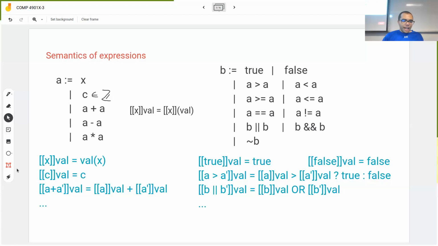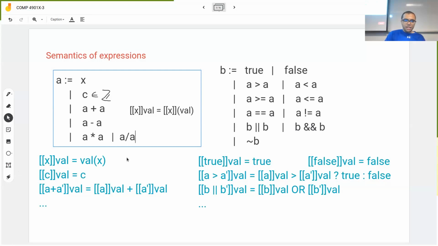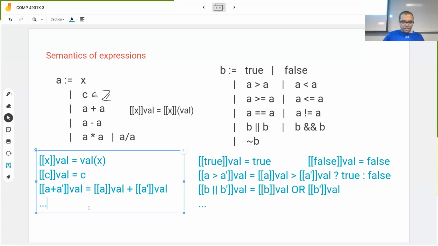Okay. And the interesting part is that I can actually also define division very easily. So let's do this. What is the meaning of A divided by A prime at a particular valuation map? Yes, this is integer division. Okay, so suppose that A prime is 0. If A prime is 0, then this is just going to be undefined, right?